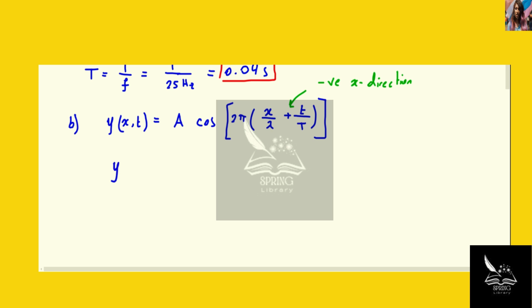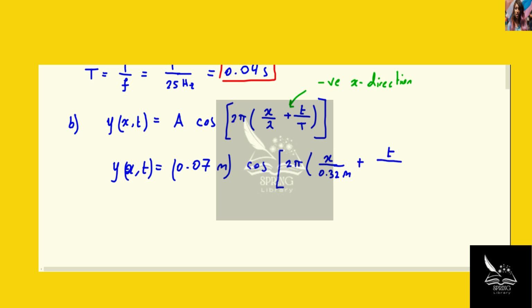Now, y of x and t is equal to the amplitude, which is 0.07 meters, multiplied by cosine 2 pi times x divided by 0.32, which is the wavelength, in meters, plus t divided by 0.04 seconds, which is the period. So this is the wave function for this wave.